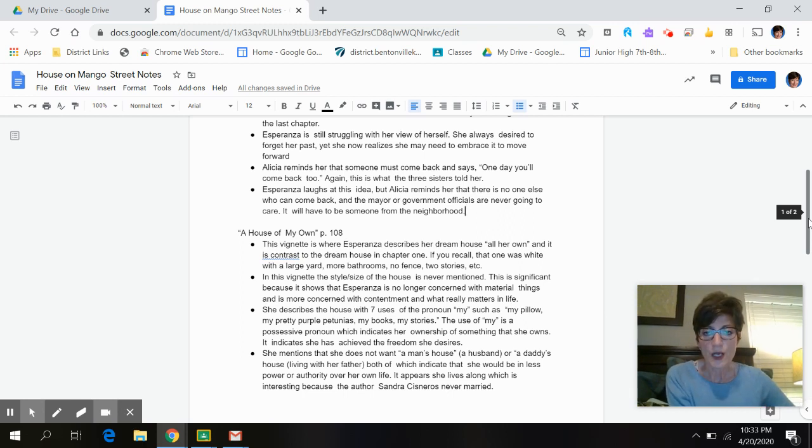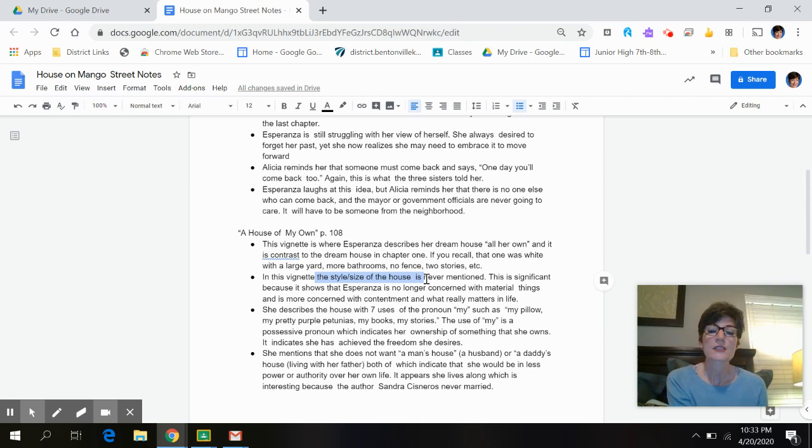So let's go through a couple of the notes about what does she really want now and how is this really significant. To start with, there's nothing about the size or the style of this house mentioned now. In the first vignette, it was much more about the color, the yard, the number of bathrooms, the conveniences. This could just be a tiny cottage somewhere. She just says it. She wants it to be all her own, and that's all that matters, not that it be rich or wealthy or luxurious.